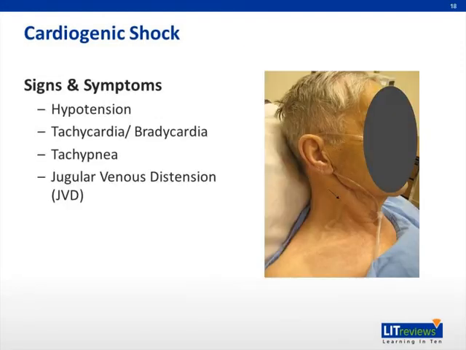Cardiogenic shock also comes with some specific signs and symptoms: hypotension, like we've seen in all types of shock, tachycardia or bradycardia, as the heart can either speed up to try to make up for its lack of output, or sometimes, depending on the etiology, will slow down, tachypnea, and very importantly, and differentiating it from hypovolemic shock, is JVD, or jugular venous distension.